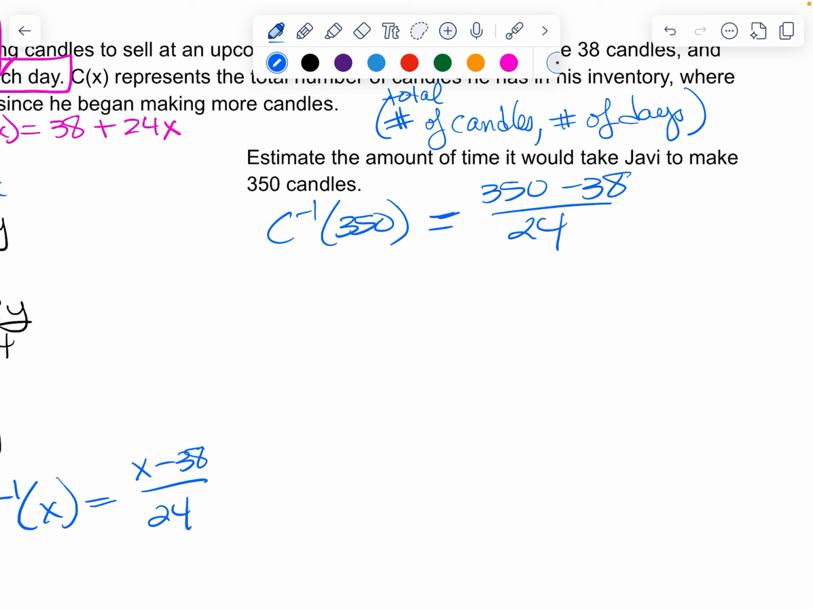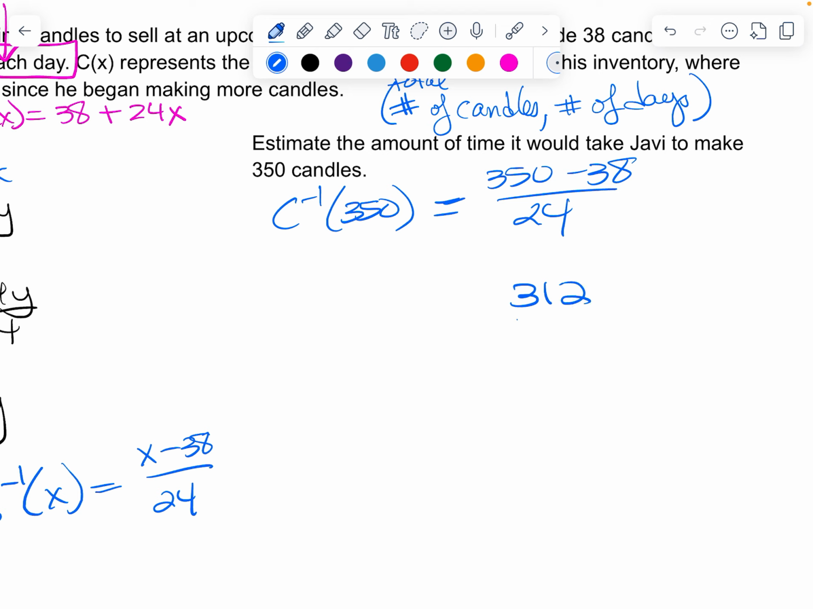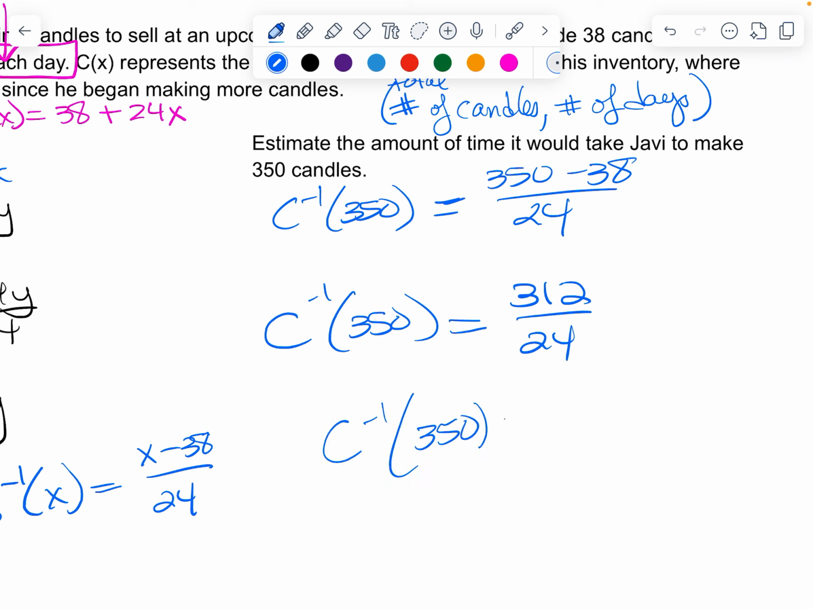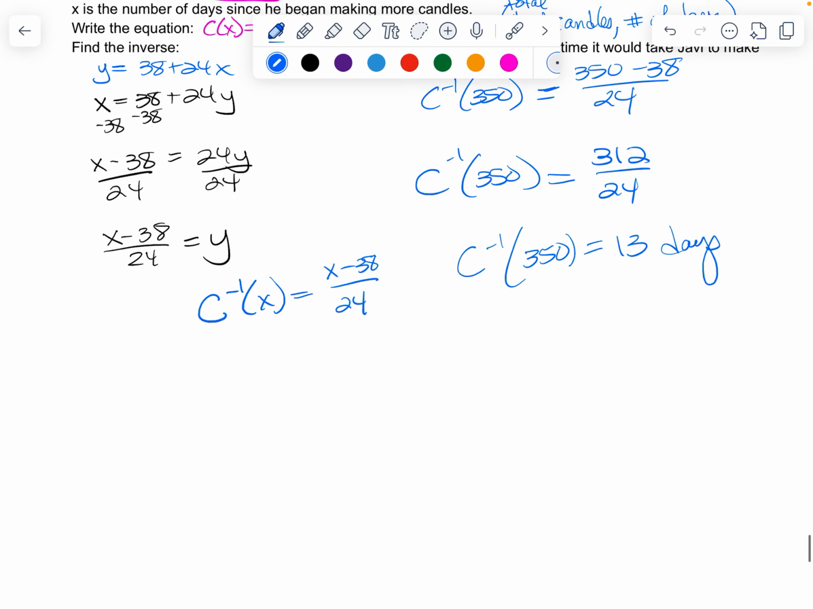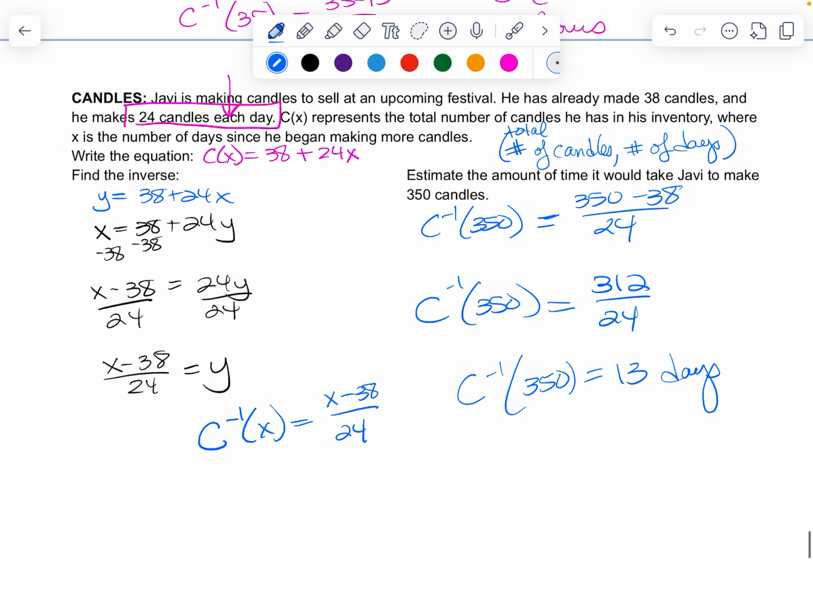Let me get a calculator. 350 minus 38, I get 312 over 24. Yes, I know I have to write the rest of it. And divide that by 24. And I would get the inverse of 350 is going to be 13, and that's going to be 13 days to make 350 candles.